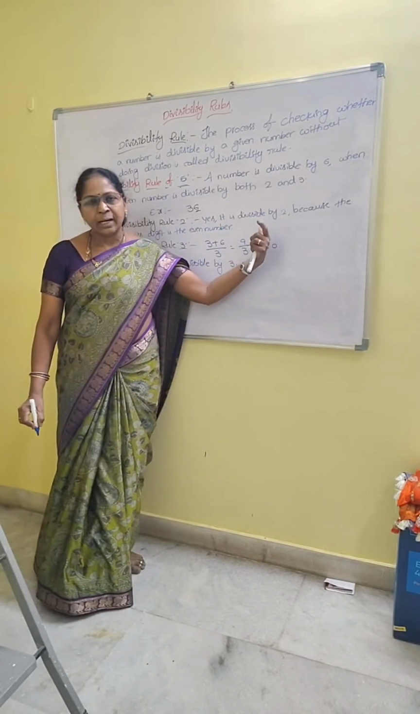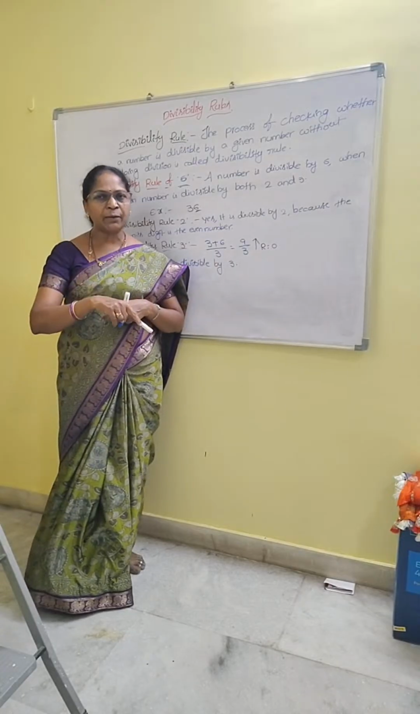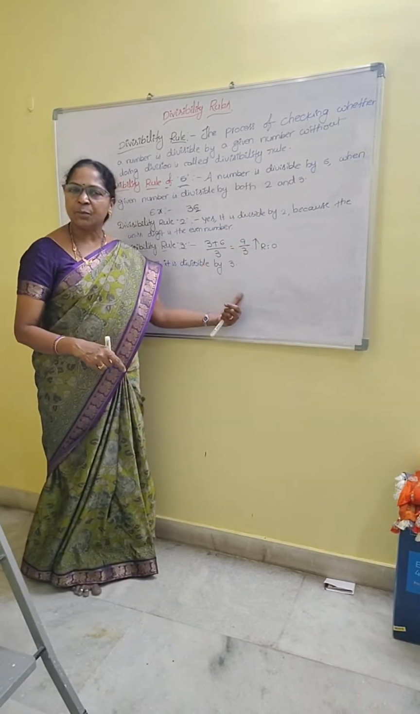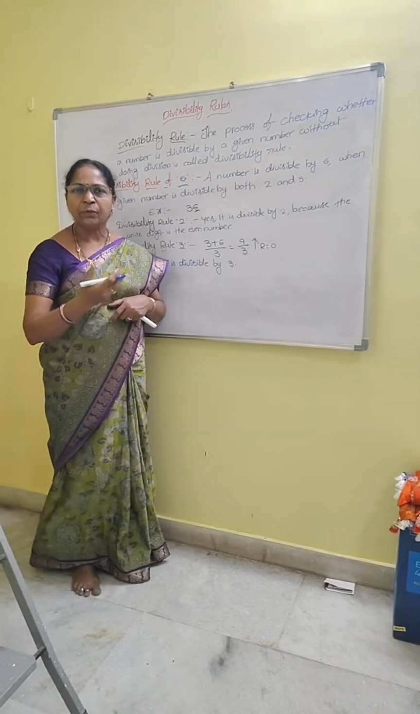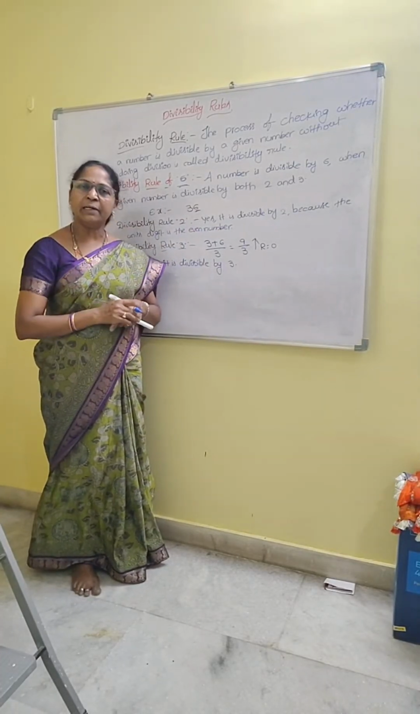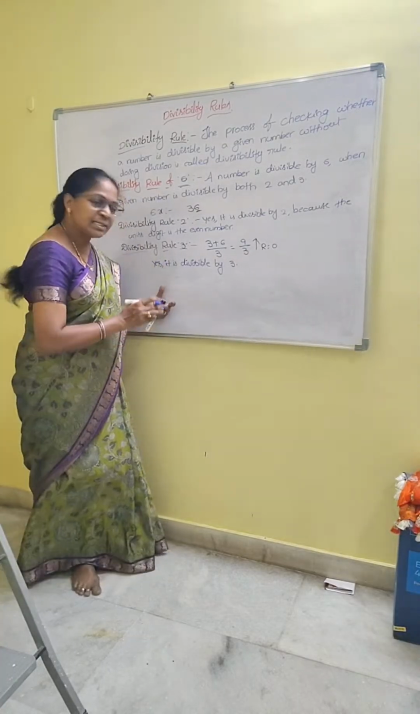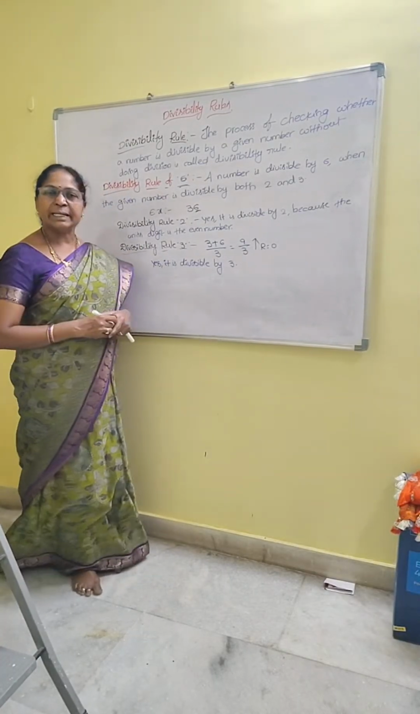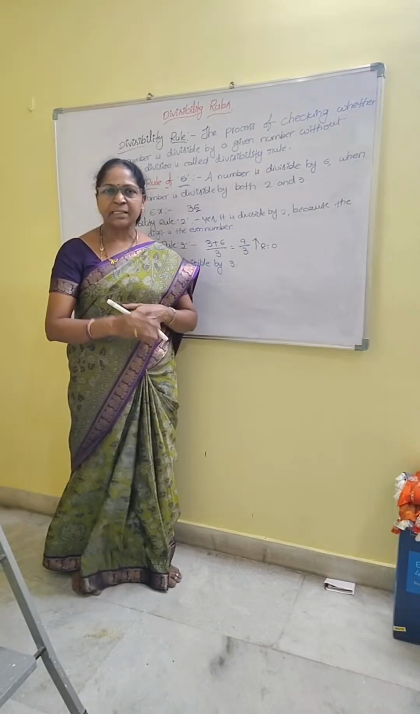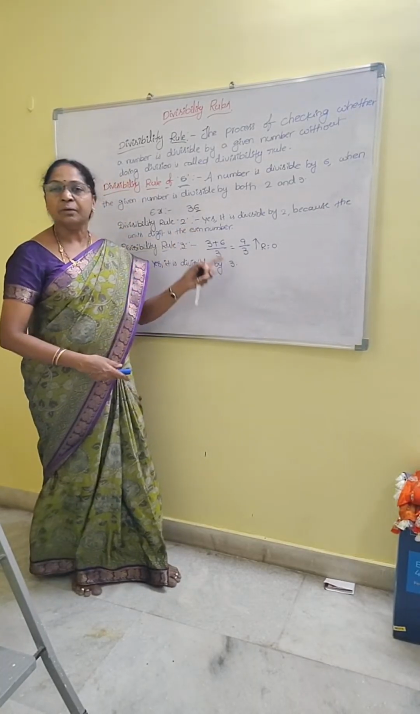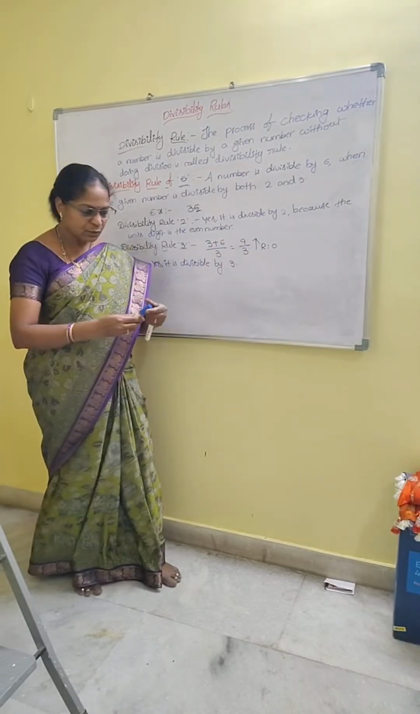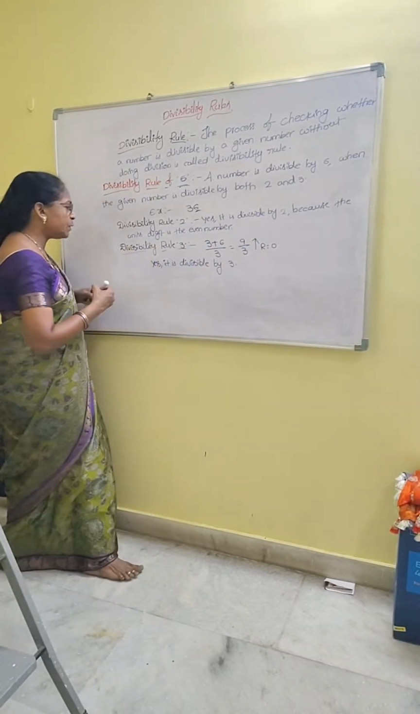Now we know that the given number is divisible by 2 as well as divisible by 3. That means the given number is divisible by both 2 and 3. Then immediately you can say, what is the divisibility rule of 6? Yes, it is divisible by 6 because the given number is divisible by both 2 and 3. This is the solution.